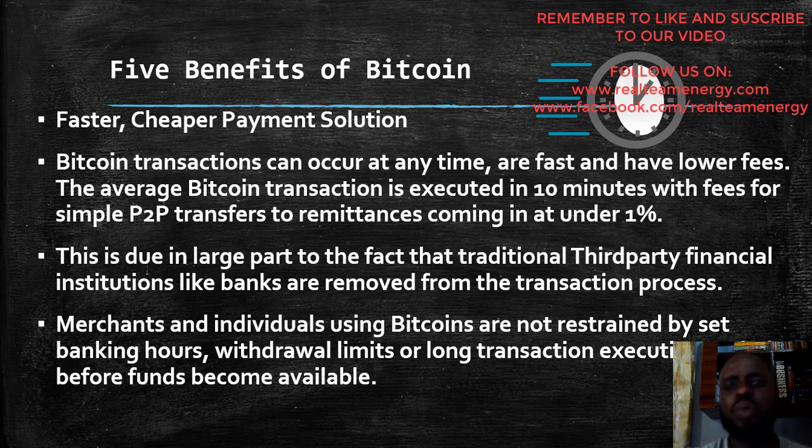It's as fast as that. Within 10 minutes the person you're sending the money to receives it. You don't have banking hour restrictions. You don't have a maximum amount of money you're supposed to send, or a long period of time for the person who's supposed to receive it to say, I've been waiting for 3 working days, now it's 5 working days, I still haven't gotten the money you sent through your domiciliary account. No, with Bitcoin it's fast, it's a cheaper payment system.